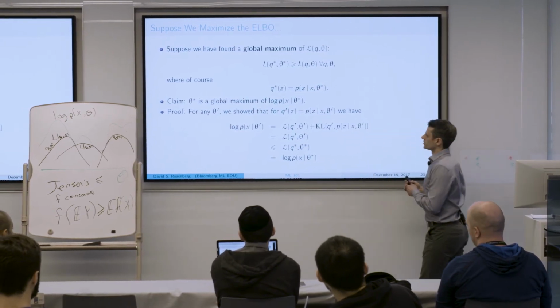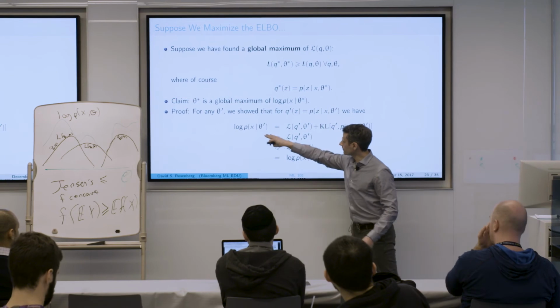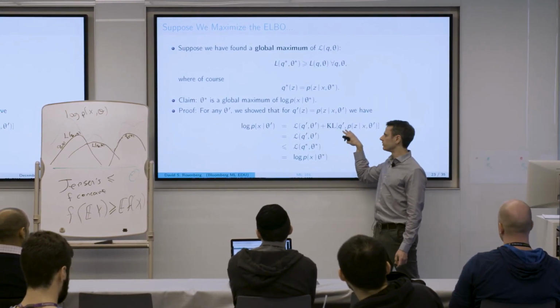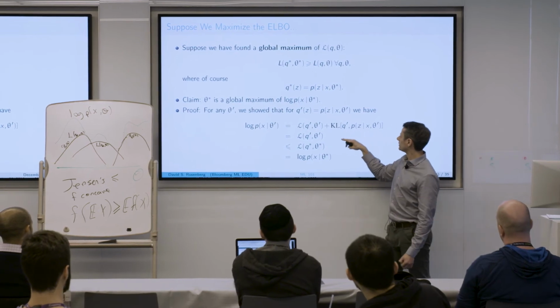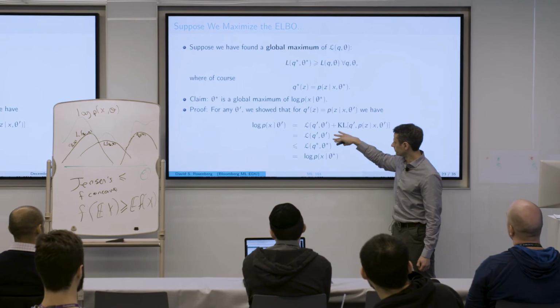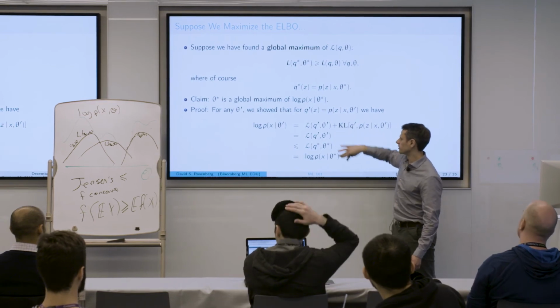All right, and this is just a few steps. First, we have this exact equality, where the lower bound plus the KL divergence. Then we have the fact that for the chosen Q, this second piece is 0. Boom. And now, how do we get this inequality?